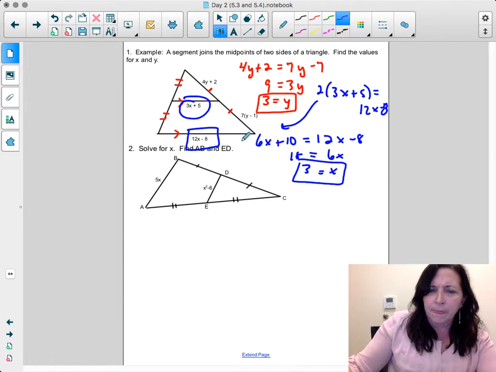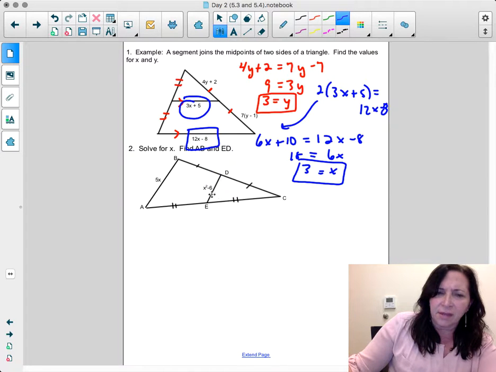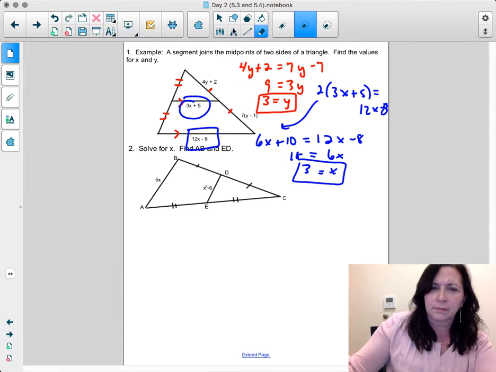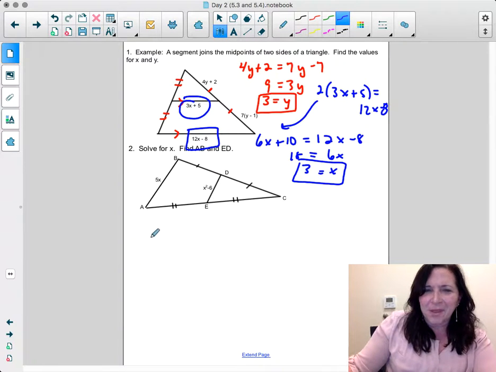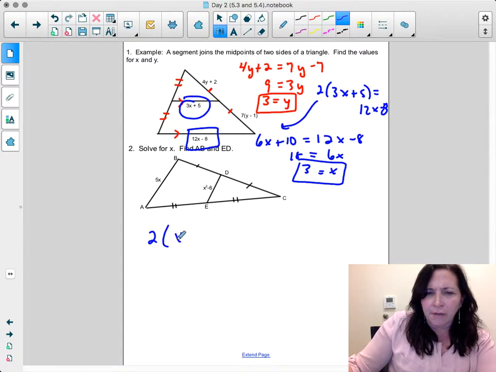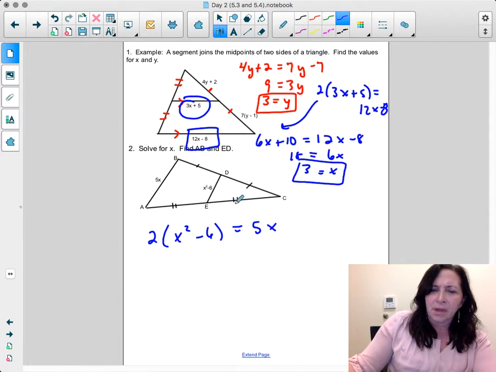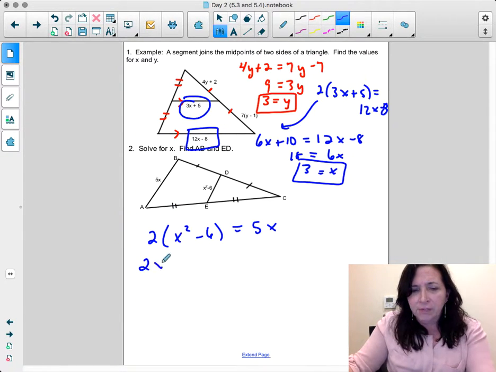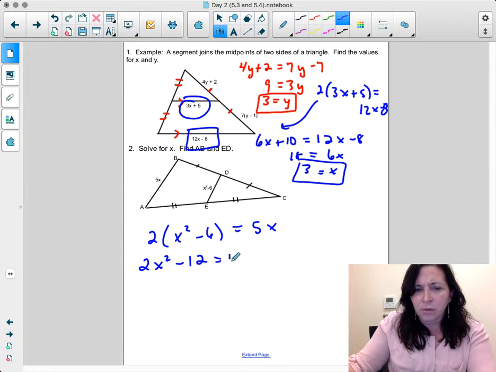For the next problem, we know these are congruent. And again, I don't know if you could see that. It's pretty small. But I believe that says x squared minus 6. Let me make this a little bit bigger. Maybe. Nope, not making it bigger. What this says is I'm going to have 2 of x squared minus 6 is equal to 5x. So I'm going to distribute, because I'm not going to divide by 2, because that's going to give me a fraction here. I don't want that. So we're going to have 2x squared minus 12 is equal to 5x.